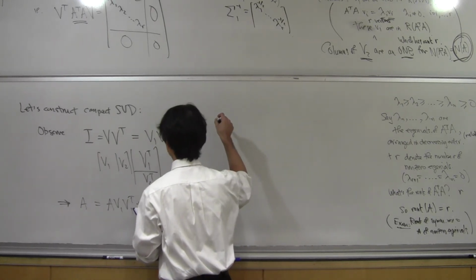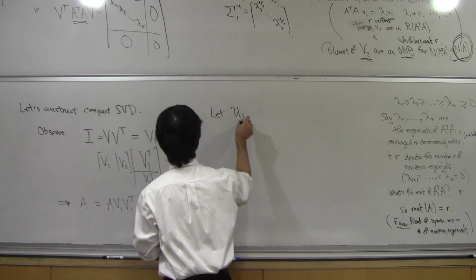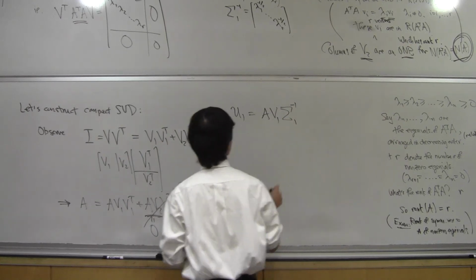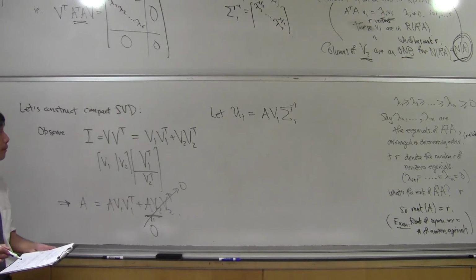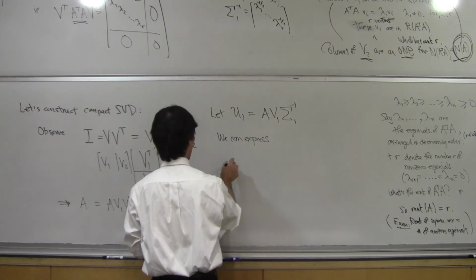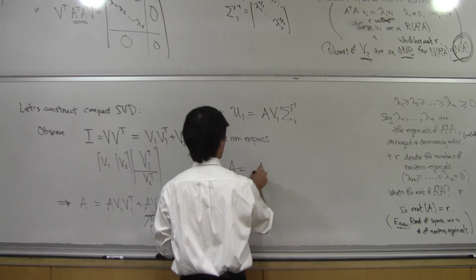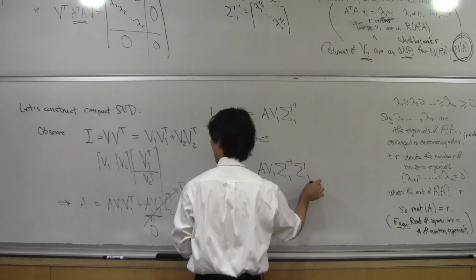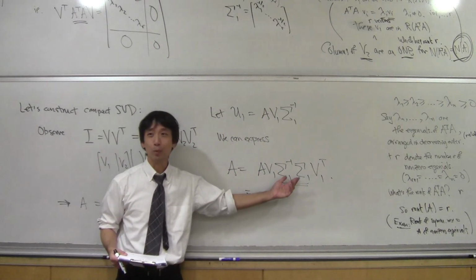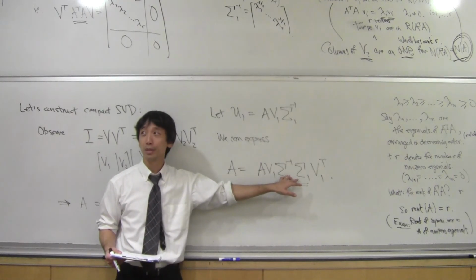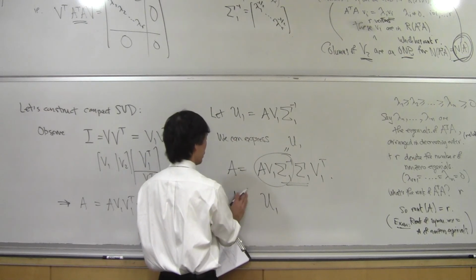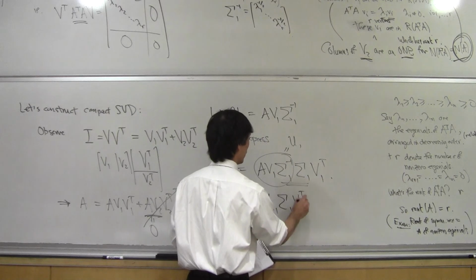So now let U1 denote A V1 sigma 1 inverse. And we can express A then as A V1 sigma 1 inverse sigma 1 V1 transpose. As usual, we sneak in the number 1, a fancy looking 1, an identity matrix. And this thing we're calling U1, and so we get that A can be expressed as U1 sigma 1 V1 transpose.